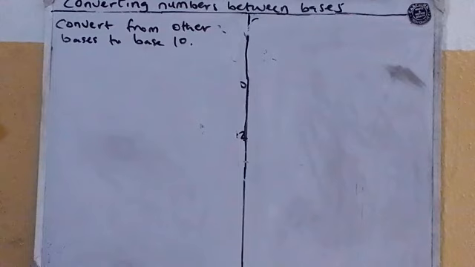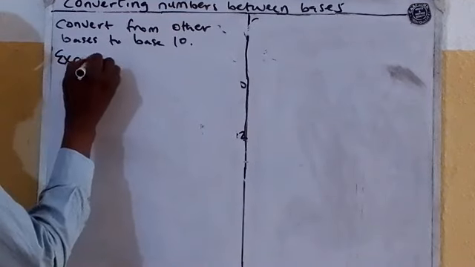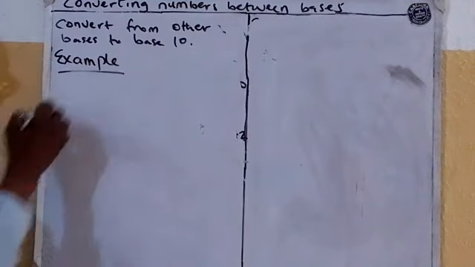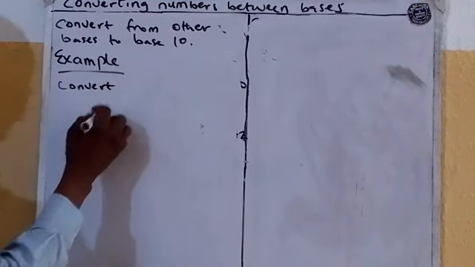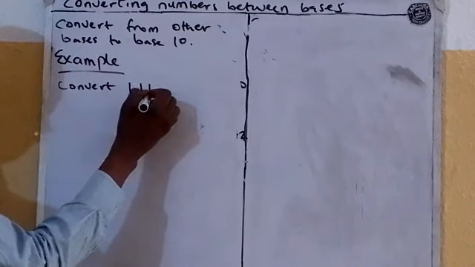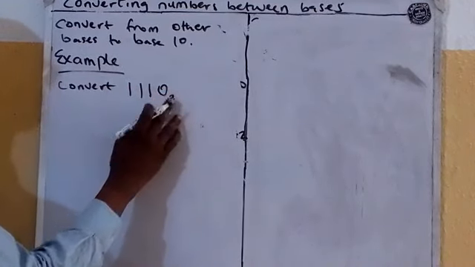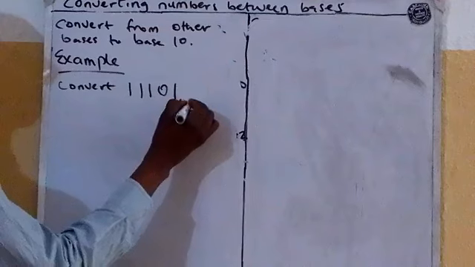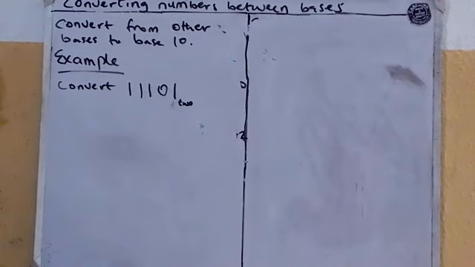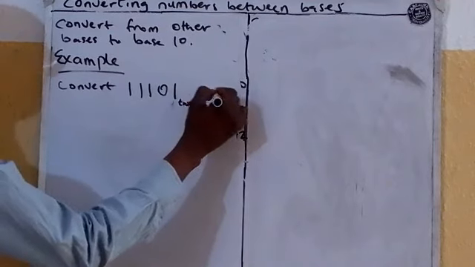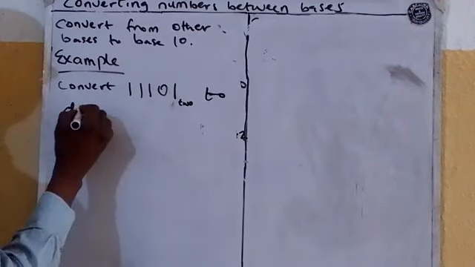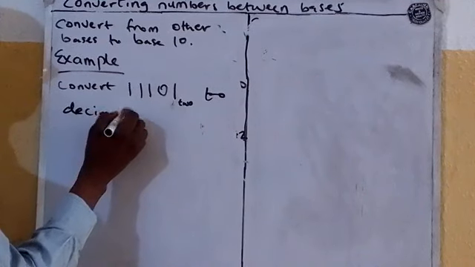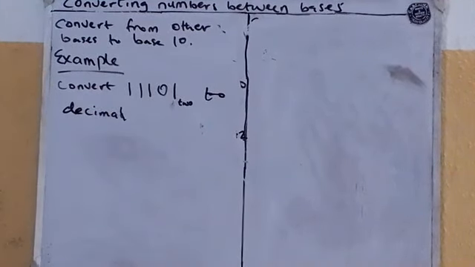If, for instance, we are told to convert, let me give you an example. Put the question on the board: convert 11101, and I can put 2 like this. So this is binary to decimal, see how they put it. Decimal. So how do you do that?